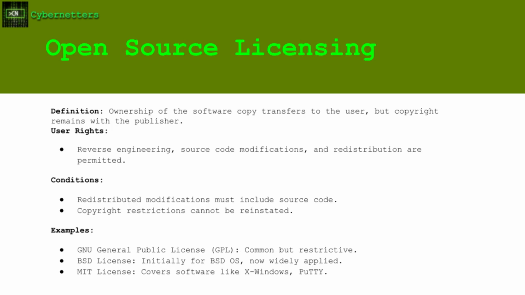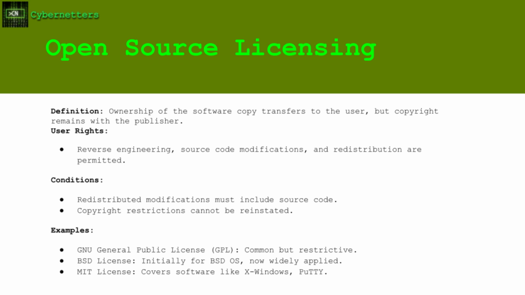Now let's talk about open source licensing, which works very differently from proprietary licensing. Here's the key idea. When you use open source software, the ownership of the copy is transferred to you, but the copyright still remains with the publisher. So what does this mean for you as a user? You get a lot more freedom.